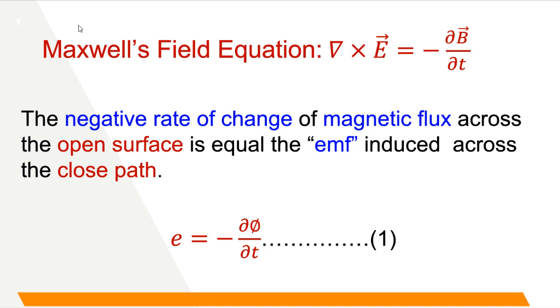Good morning. In these sessions, we are going to discuss the third Maxwell equation. This field equation relates the electric field with the magnetic field. That means the space variation of the electric field is due to the time variation of the magnetic field. So that is what we are trying to understand from this particular equation.